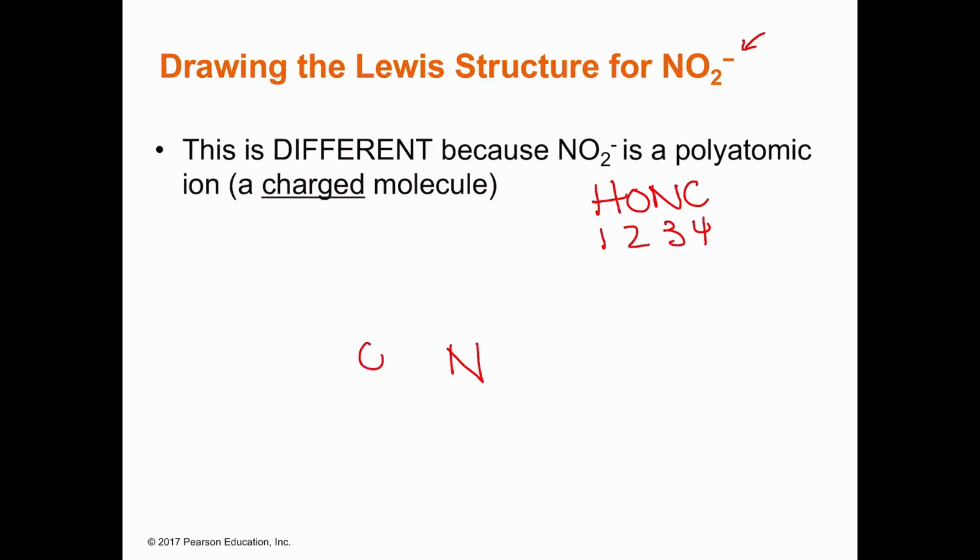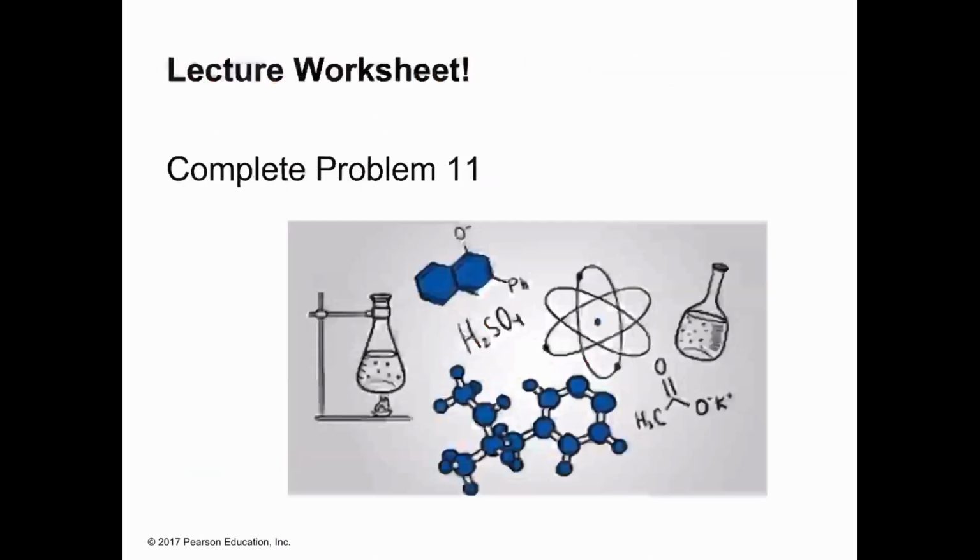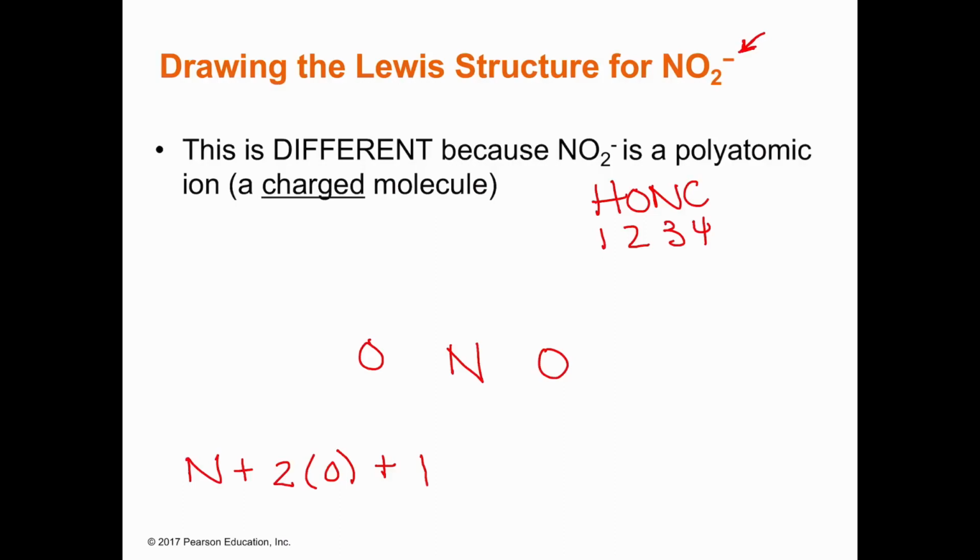And then we'll put our oxygens just on the sides. Now we figure out how many electrons we have to use. This is the part that's different. We have nitrogen plus 2 oxygens plus, do you see this charge here? The NO2 minus, that negative charge is telling you we have 1 extra electron. I know this sounds silly, but electrons are negatively charged. So if you have a minus on your polyatomic, that means you have 1 extra electron to use. Or if it was 2 minus, you would have 2 extra electrons to use.